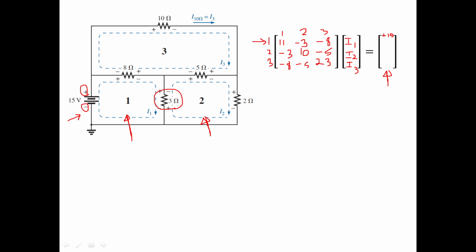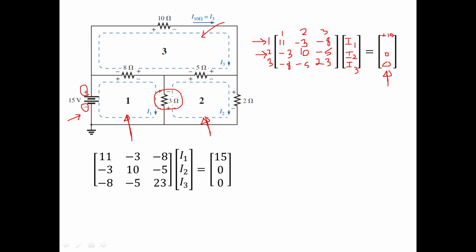So what about the next loop? Go to loop number 2. Is there any source? There is no source. So you can mark it as 0. Then go to loop number 3. Is there any voltage source in loop number 3? No voltage source. So you can mark it as 0. So without writing even a single equation, I am able to complete the matrix. So this is our matrix, and I was explaining how we are getting this matrix here.